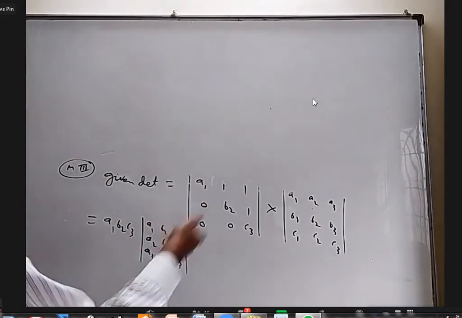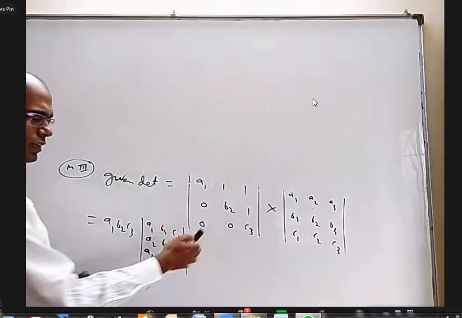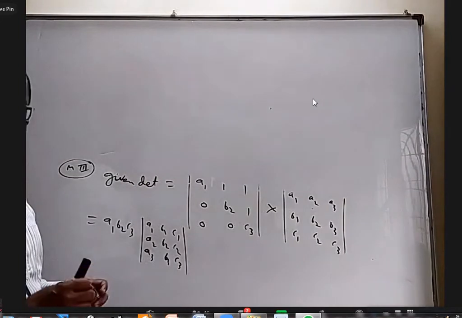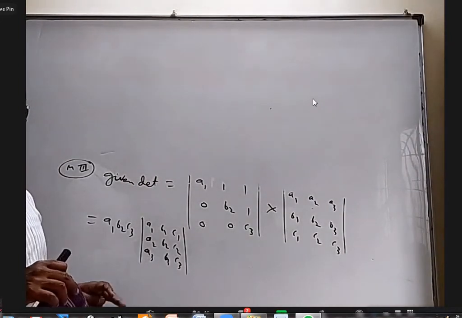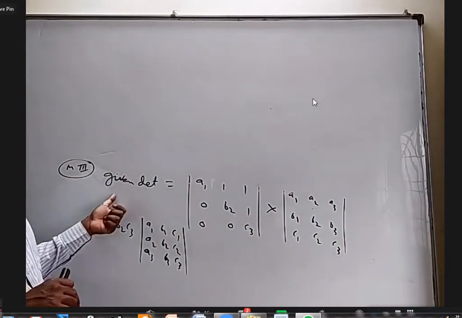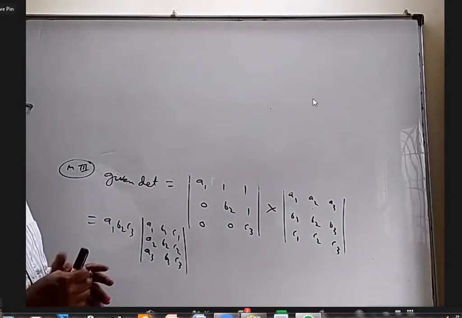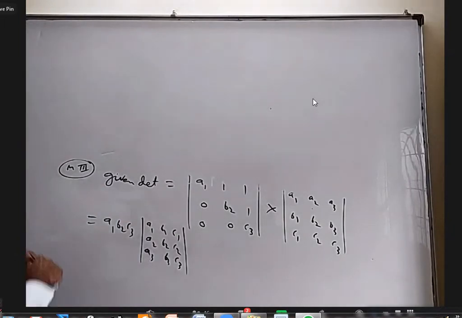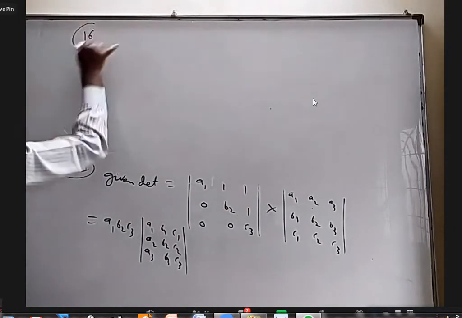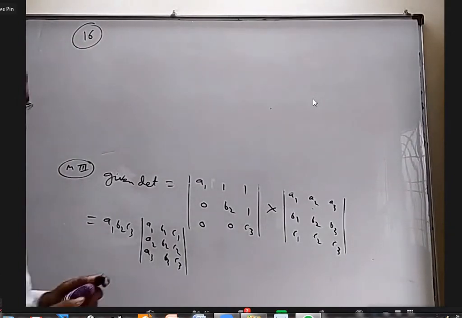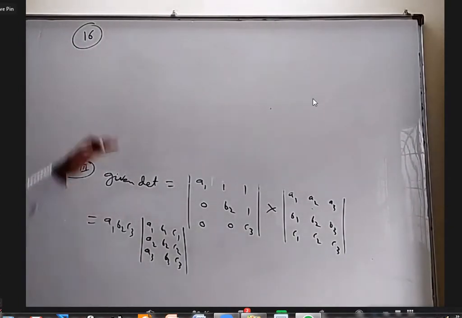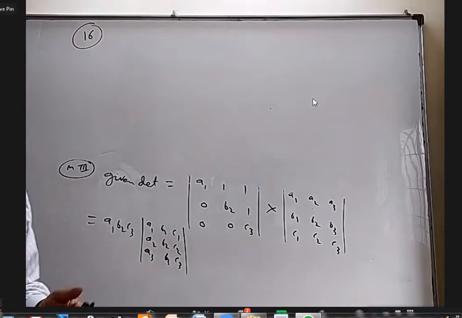Okay. What is this number we gave? 17? What is this number? 15, sir. So the next number should be 16. Okay, 16.